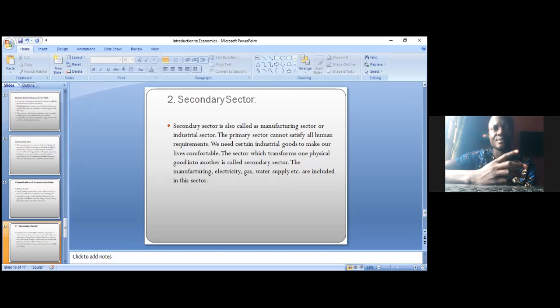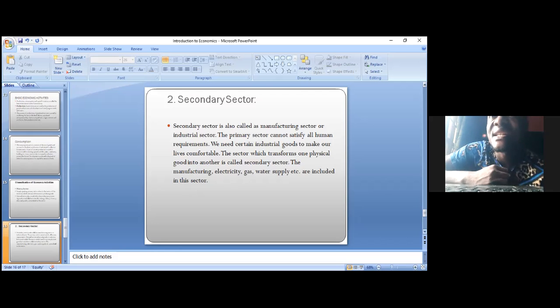Primary sector is the starting point. That's the beginning, where you extract the raw materials. So the secondary sector is when you convert the raw material into output for consumption. That's why they call it the manufacturing sector or industrial sector. The primary sector is the agriculture sector and the mining sector, the beginning of it. So you have to convert it, that's the industrial sector.